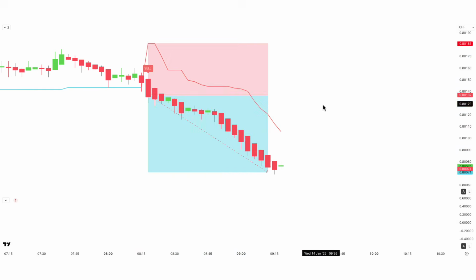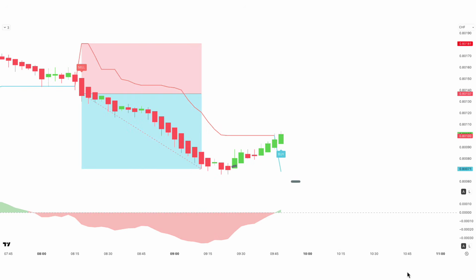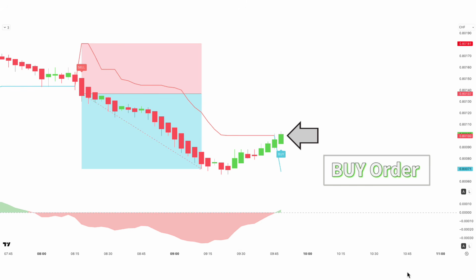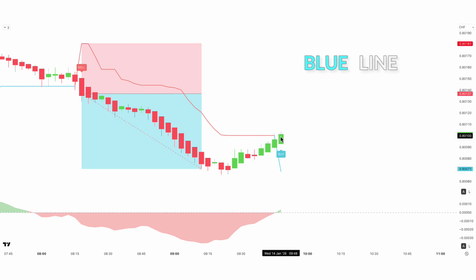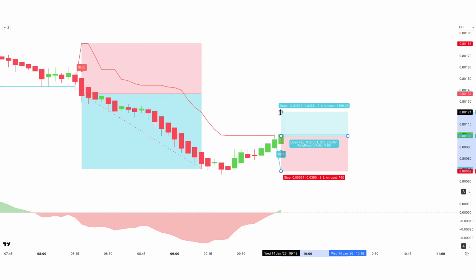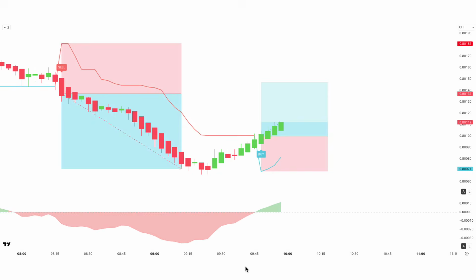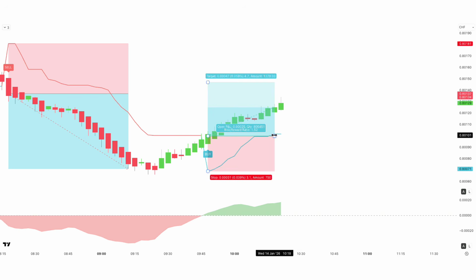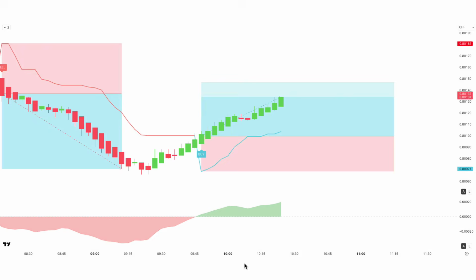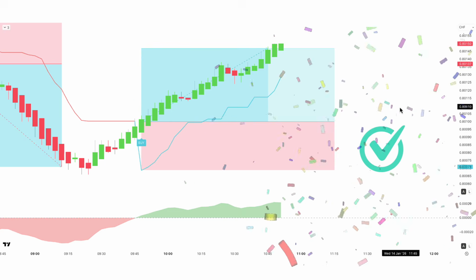Let us now understand the long position. When the Trend Cloud with Institutional arrow of this indicator is a buy signal, the MACD Momentum Structure indicator should show a green area, and the market forms a bullish candle. If this condition is fulfilled, then we will place a buy order. Our stop loss is to be placed at the blue line, and the risk to reward ratio will be 1:1.5. The market has completely hit the target.